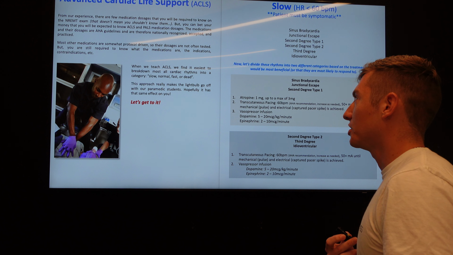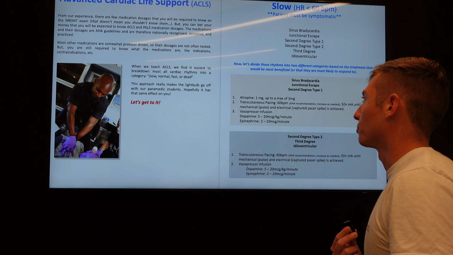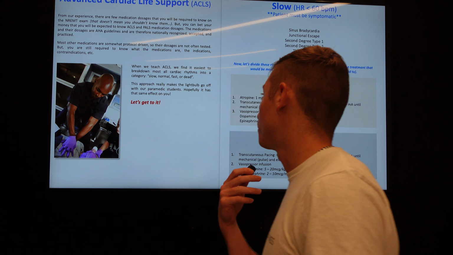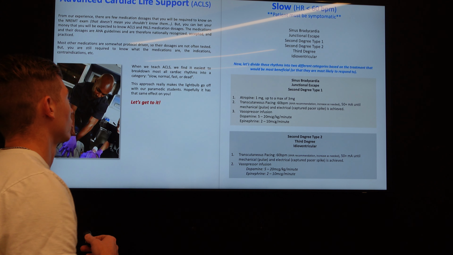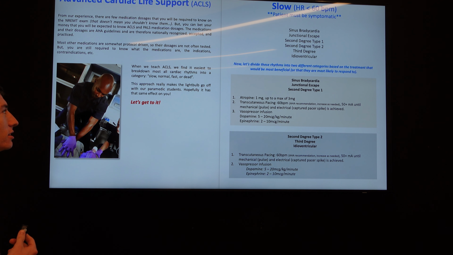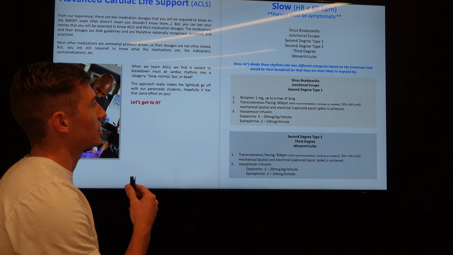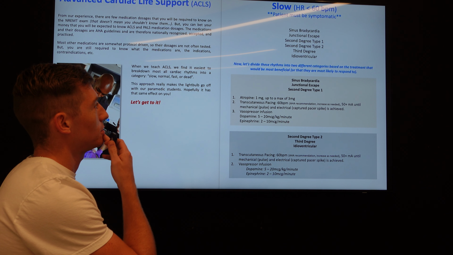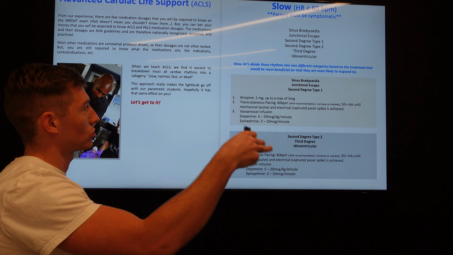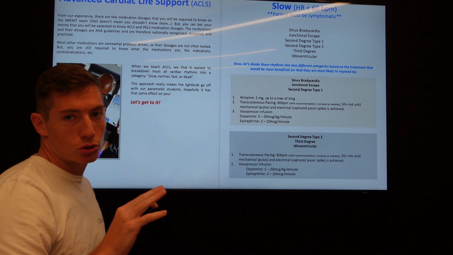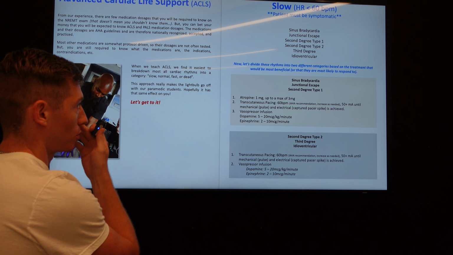Whenever we teach ACLS, we find it easiest to break down most cardiac rhythms into either slow, normal, fast, or dead categories. With this approach, it really makes the light bulb go off for paramedic students. Slow, we have sinus bradycardia, junctional escape, second degree type 1 and second degree type 2, and third degree. Each one's getting slower and slower until we get to idioventricular, where it is strictly in the ventricles at this point.